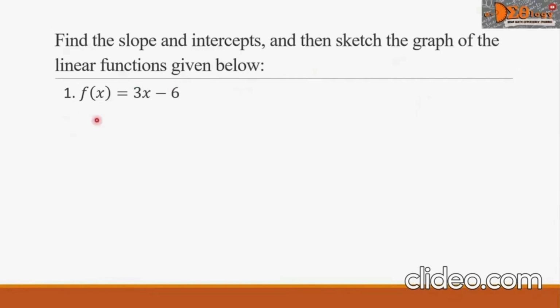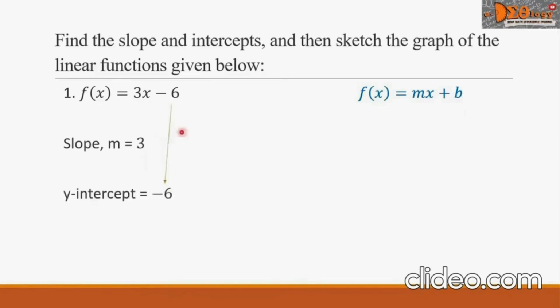Number 1, f of x equals 3x minus 6. So we write the general form of the linear function here, f of x equals mx plus b. First, we collect the slope, which is the coefficient of x, and that is 3. Followed by the y-intercept, which is negative 6. If we write this as an ordered pair, it will be 0, negative 6.